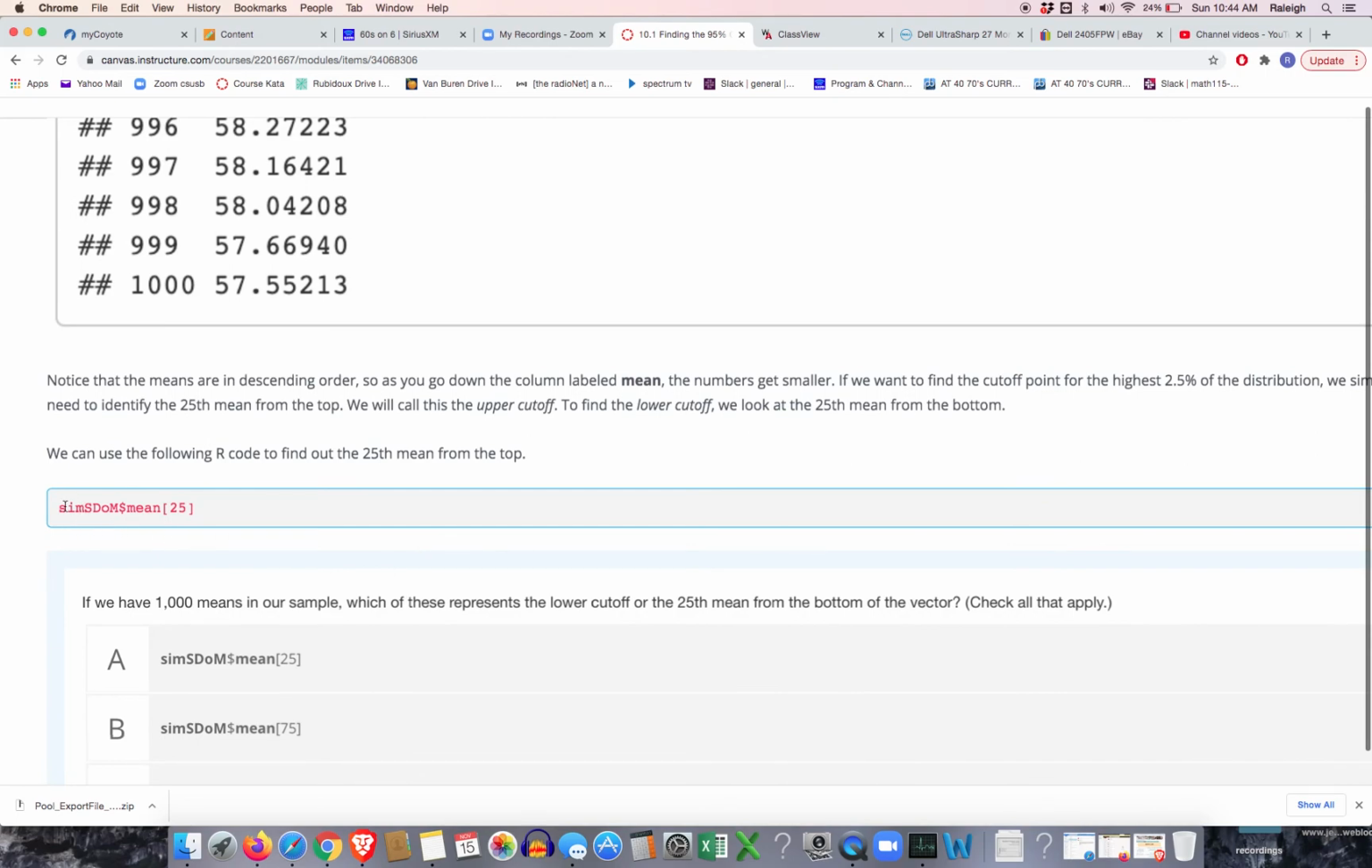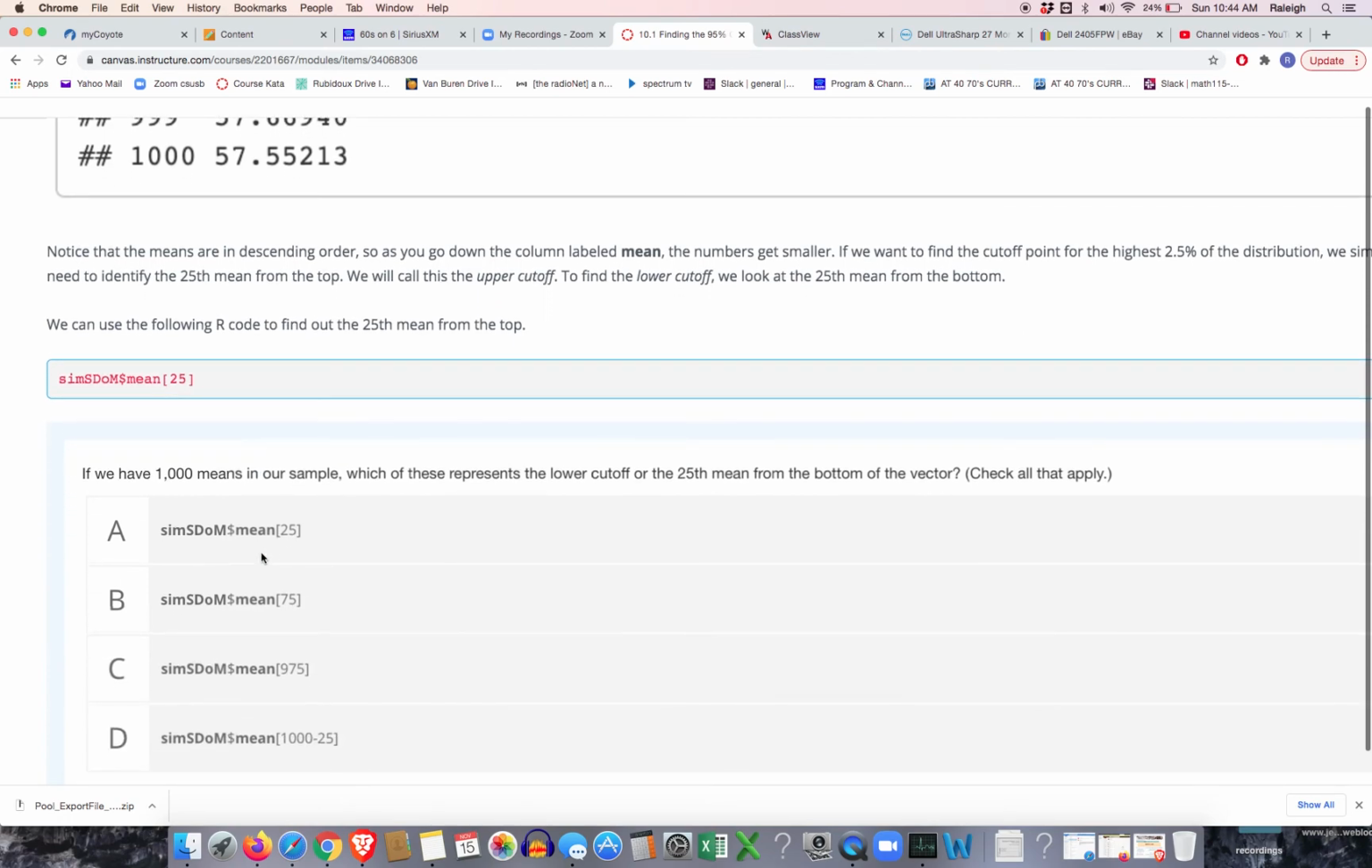You type in the name, $mean, because we want the mean, 25th value. That's what we'll want. So here we can talk about the fact we have 1,000 means in our sample. Which of these represents the lower cutoff, or the 25th mean from the bottom of the vector? Check all that apply. And 25 is actually wrong, because that'd be from the top. 75 is not even close.